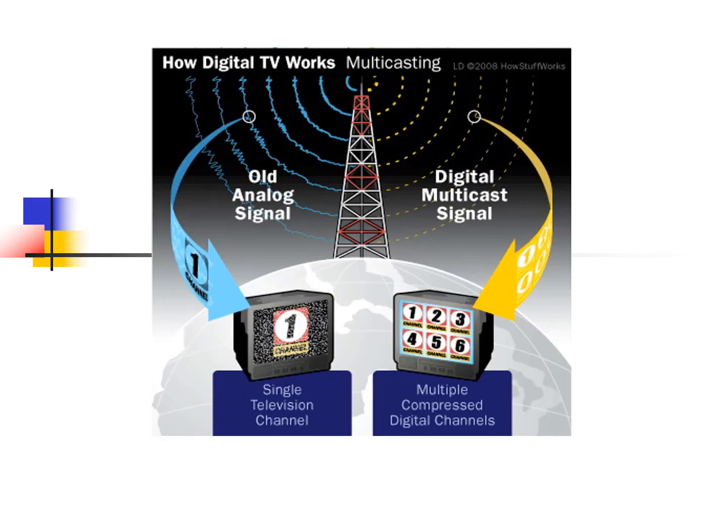Finally, in terms of television broadcasting, the old analog signal can only have a single television channel, while for digital multicast signal, multiple compressed digital channels can be observed on the TV screen. Most of our smart TVs have this feature.